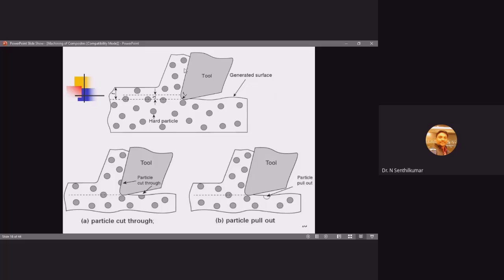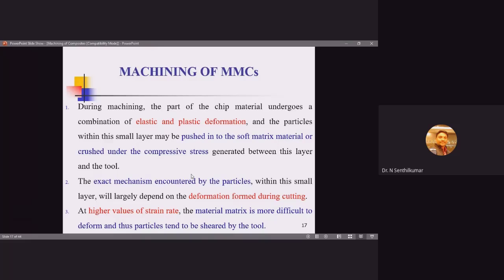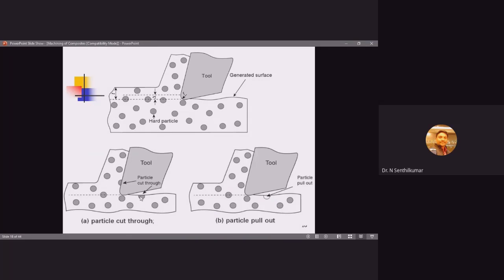A generalized workpiece. These are the particulates that we are going to have. This is the cutting tool. So you can see some amount of particulates will also be removed as the chip. So there comes a thing. First case, particle cut through. So this is the case. At higher values of strain rate, the particles will be sheared off. You can see here, some amount of particle is here and some amount of particle is here. That is, it is being sheared off.